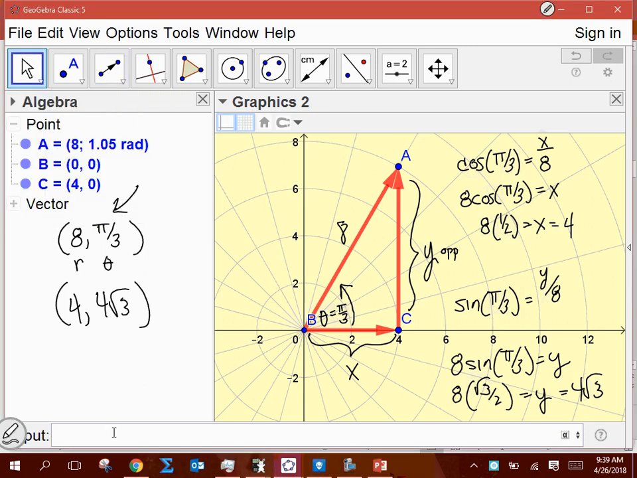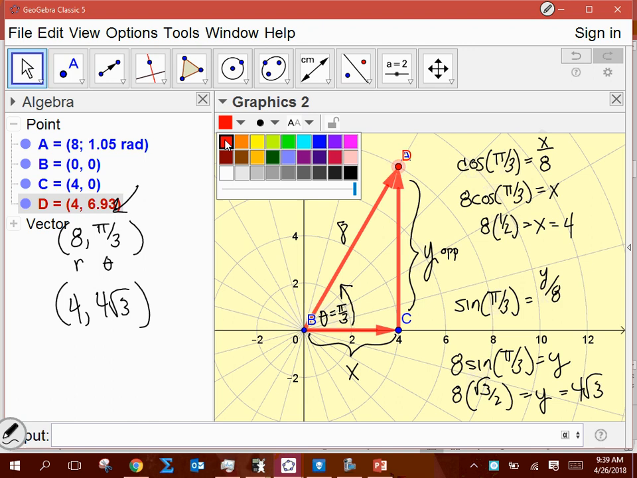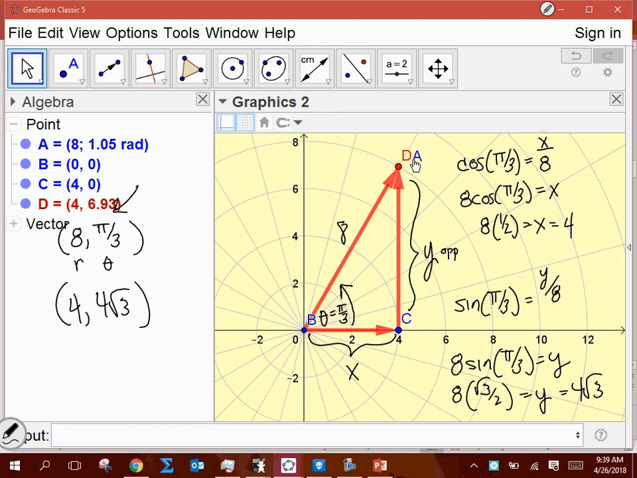And then if we plot that point, 4 comma 4 square root of 3, in rectangular format, it puts that point D right on top of point A, doesn't it? So those two things are the same, one in polar, one in rectangular. Now how does that kind of help us with a formula?